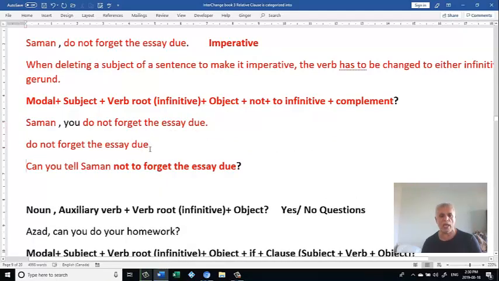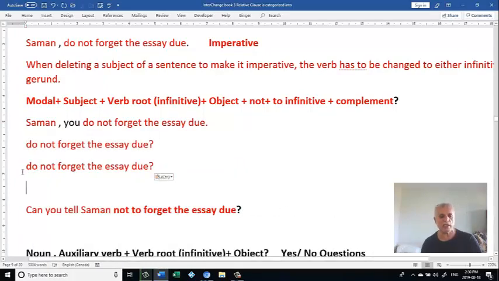Do not forget the essay, do. Then I have to make it a question. Sorry, I have to make it a question. But sometimes when we delete the subject, then we have to delete the auxiliary verb. Then we delete do here. Then my sentence is going to end like this.